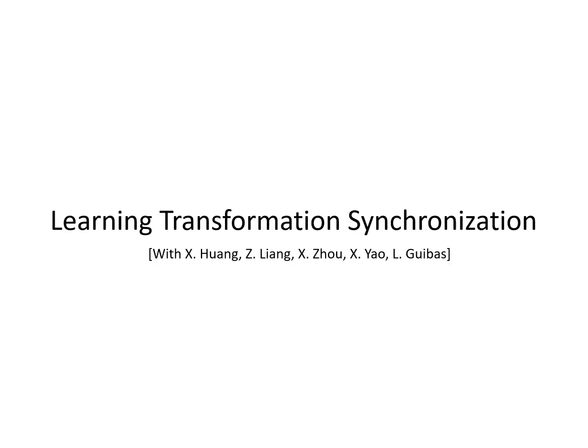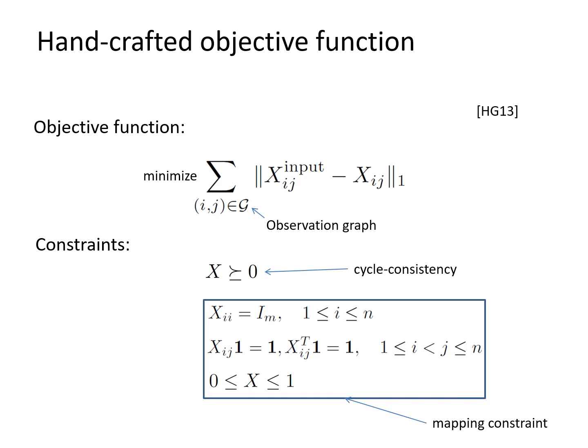So far, we have studied deterministic procedures for solving map synchronization problems. An open question here is: can we learn this procedure? We have some initial results along this line. This is called learning transformation synchronization, published at CVPR last year. The motivation comes from the fact that, as I just said, the optimization problems that we are trying to solve are handcrafted. We have a handcrafted objective function, and we have handcrafted mapping constraints. Of course, we can derive some theoretic guarantees, but there's a gap.